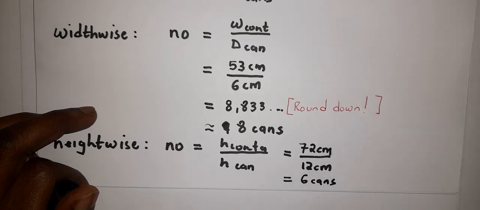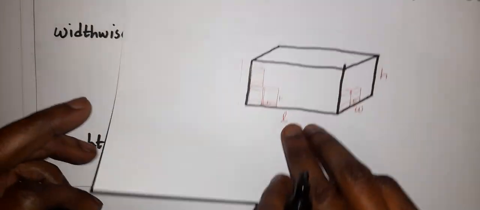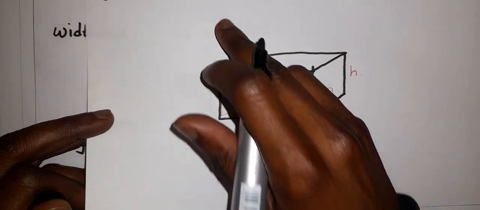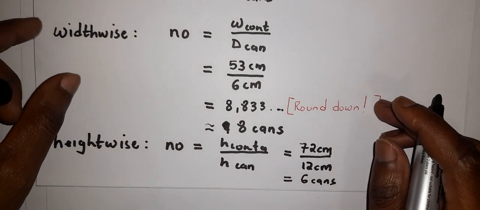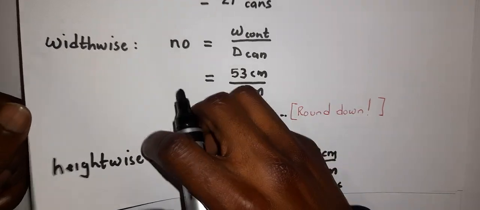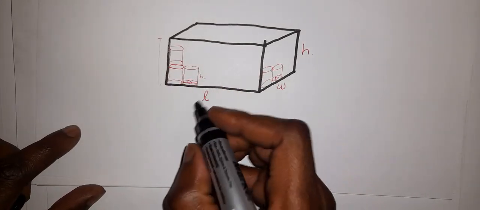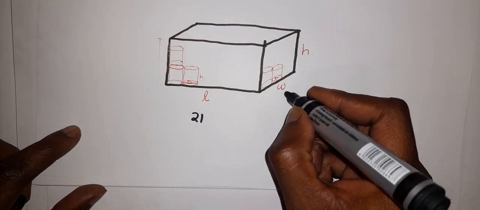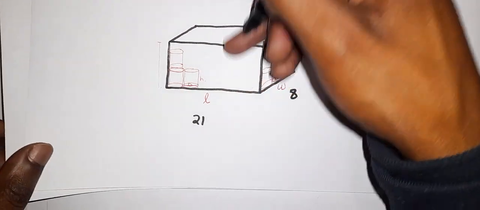So on top of each other, let me have this drawing again, we can stack 6 containers on top of each other. Therefore, how do we find the total that we can actually fit into this box? We now know that along the length we can fit 21, along the width we can fit 8, along the height we can fit 6. So how many can we actually fit into this container?